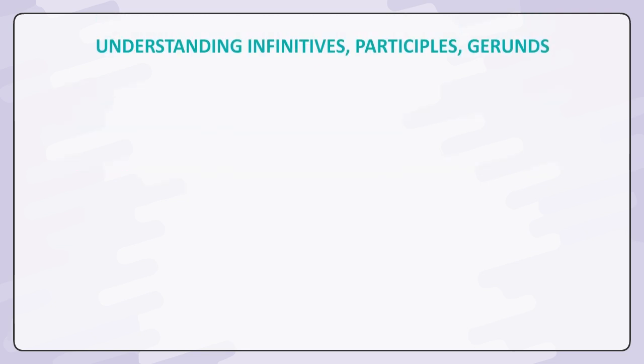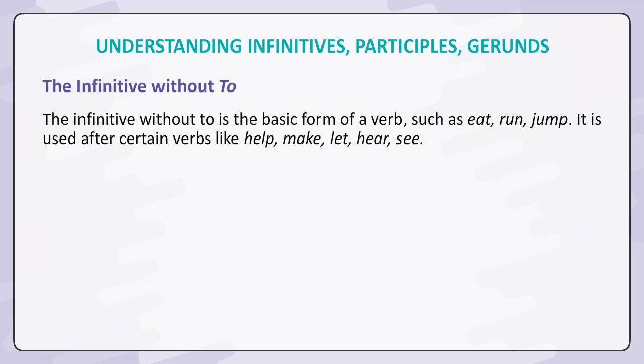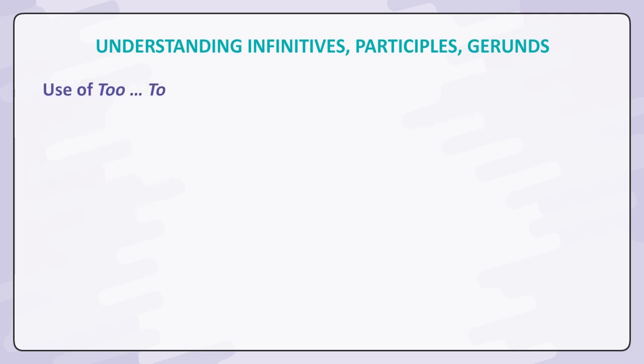Understanding infinitives, participles, gerunds. The infinitive without to. The infinitive without to is the basic form of a verb, such as eat, run, jump. It is used after certain verbs like help, make, let, hear, see. Examples: she made him eat his vegetables. I heard her sing a beautiful song.